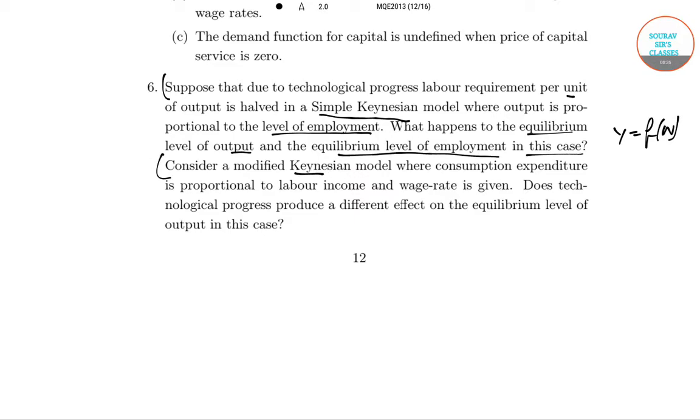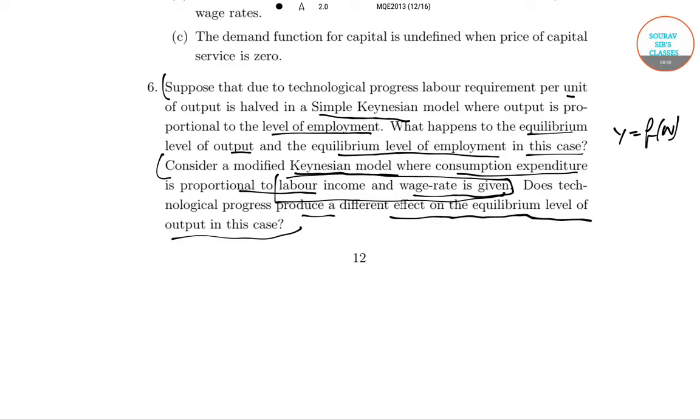Consider a modified Keynesian model where consumption expenditure is proportional to labor income and wage rate is given. So when labor income and wage rate is given, does the technological progress produce a different effect on the equilibrium level of output in this case? So we have to answer this question.